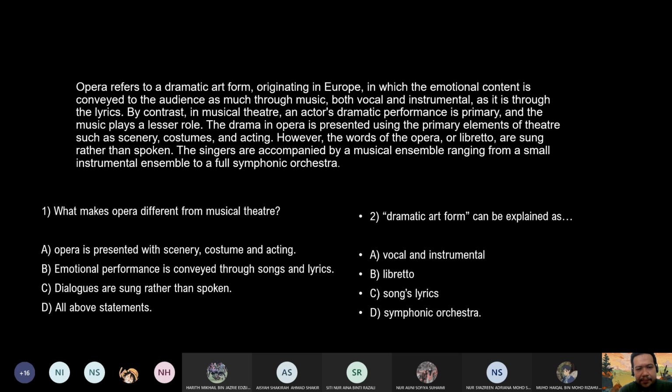Libretto, sir. Libretto is also possible. That's why I said there are many answers. Why libretto? Because of this part: however, the words of the opera or libretto are sung rather than spoken. And the sentence above it, the first sentence, says opera refers to a dramatic art form.